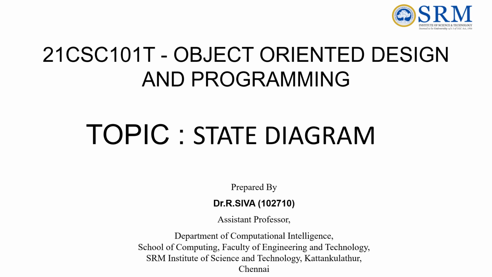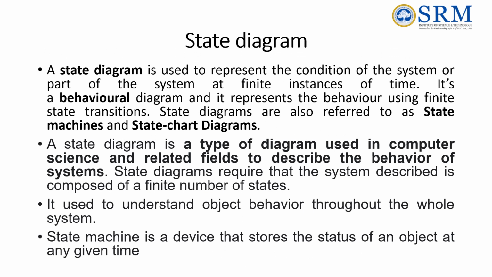Today we will discuss the topic of the state diagram. What is a state diagram? A state diagram represents the condition of the system or part of the system at a given point in time. It is a behavioral diagram that represents behavior using finite state transitions. The state diagram is also referred to as a state machine or state chart diagram.